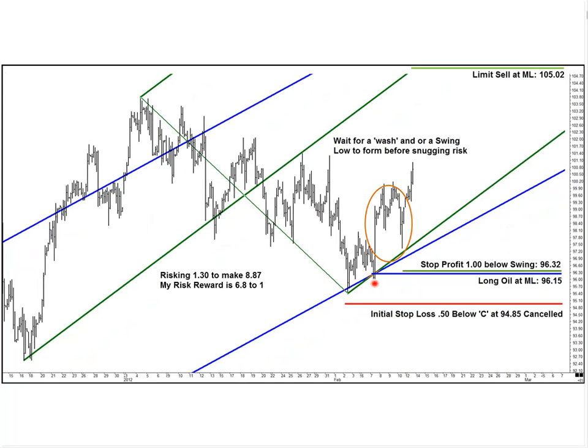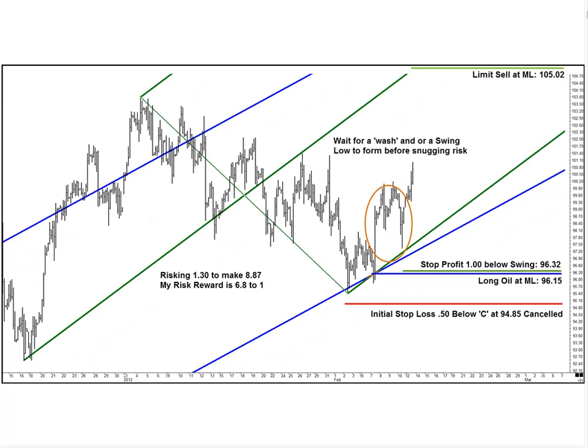Price zooms higher after I'm getting long, continues a bit higher, pulls back, continues, makes another new high. Now, I'm very slow to move my stops because I don't want to get washed out of this trade. And this is what's called a wash and rinse. You can see price is in a nice uptrend.